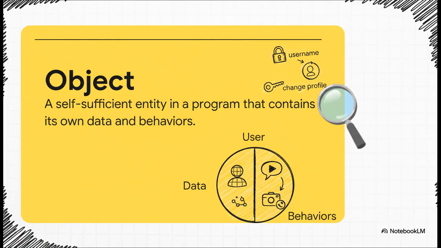So what's an object? The big idea is that an object is a self-contained little bundle. It holds two things: the information it knows, its data, and the things it can do, its behaviors. So, for example, a user object in an app would hold data like a username and password, and it would also have behaviors like the ability to post a message or change a profile picture. See? Data and behavior all wrapped up together.